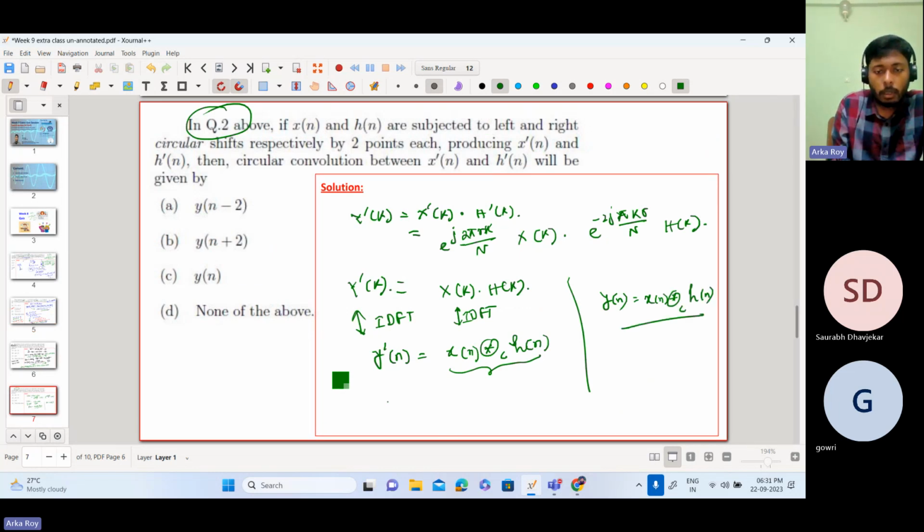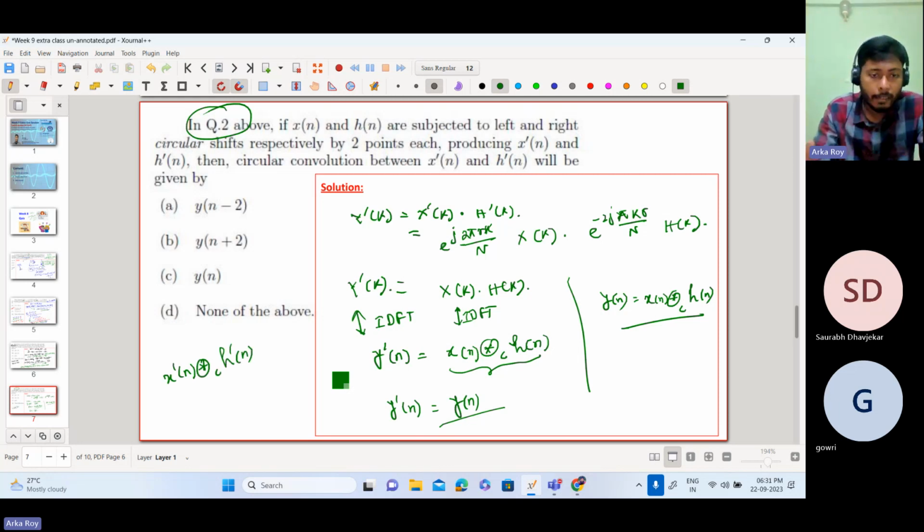So therefore, y'[n] equals y[n]. That means if I circularly convolve x'[n] with h'[n], which have been circularly shifted right and left by an amount of 2, the circular convolution between these two sequences will yield the circular convolution between the original sequences. So the final answer for this particular question will be y[n].